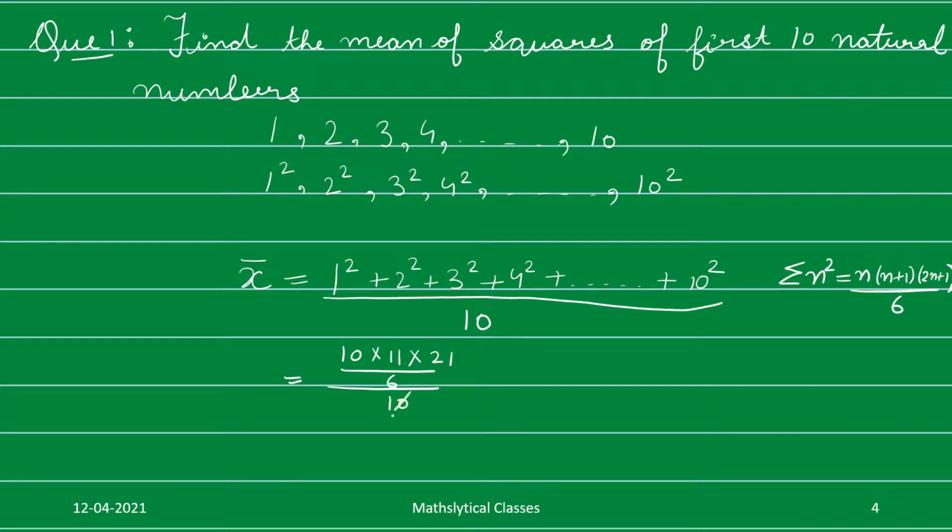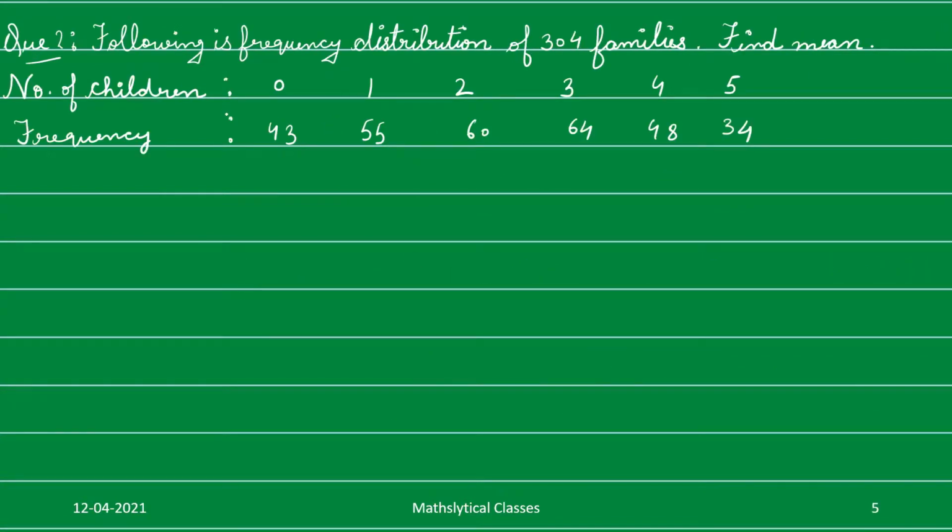So now this 10 and 10 will cancel out and this is equal to 11 multiplied by 21 by 6. Now we can cancel from the table of 3: 7 3s are 21, 3 2s are 6. So it's equal to 77 by 2, which is equal to 38.5. So this is the mean of squares of first 10 natural numbers. So let's do question number 2.